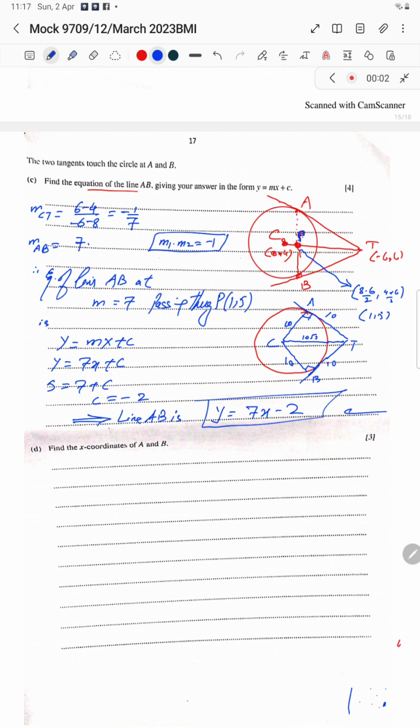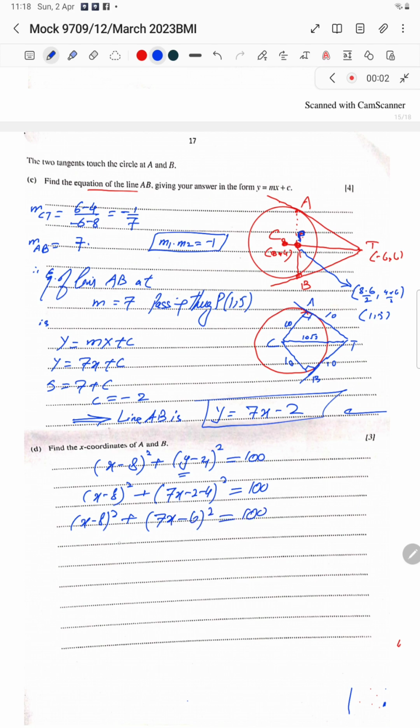Now, hurry up for the next part: the x coordinates of A and B. Very easy. Because they are going to touch the circle, we replace this in the equation of the circle, that was (x minus 8) whole squared plus (y minus 4) whole squared equal to 100. So replace this y with the line: (x minus 8) whole squared plus (7x minus 2 minus 4) whole squared is equal to 100. So (x minus 8) whole squared plus (7x minus 6) whole squared equals 100.